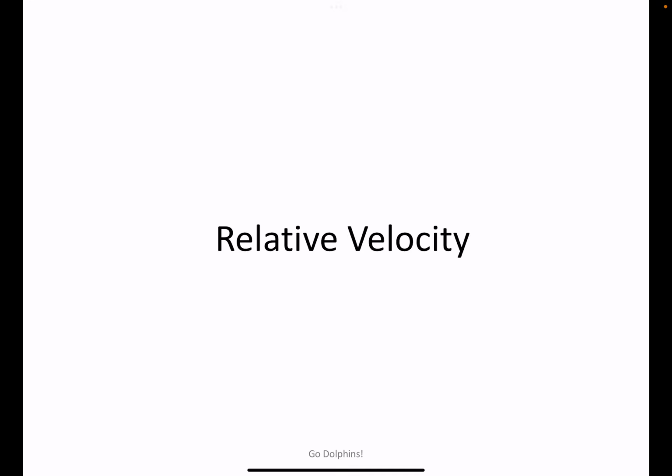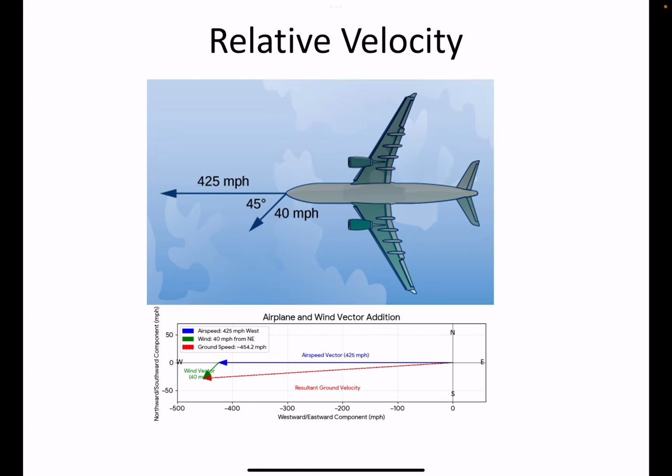Finally, let's talk about the relative velocity. We have already seen this in our wind triangle problem. The velocity you measure depends on your frame of reference. The velocity of a plane relative to the ground is the vector sum of the plane's velocity relative to the air and the air's velocity relative to the ground.